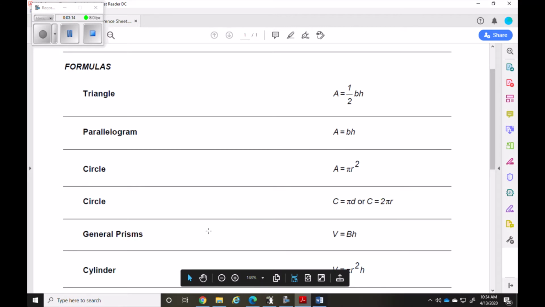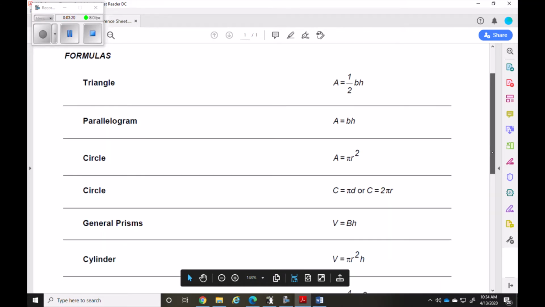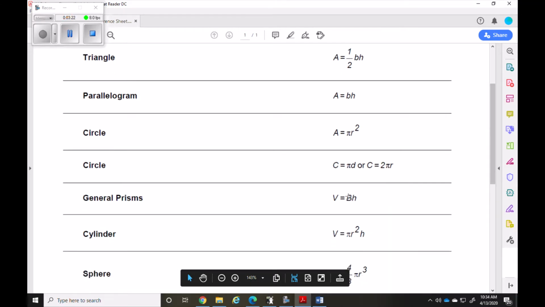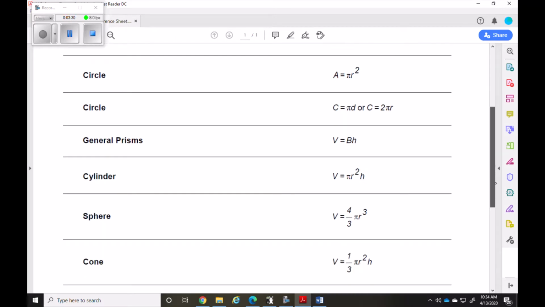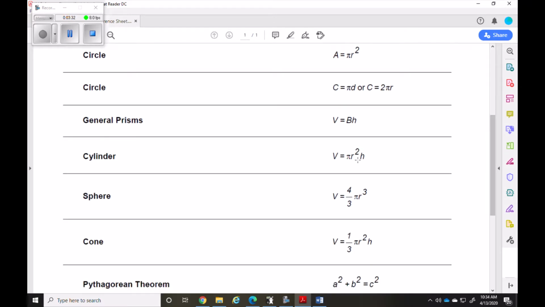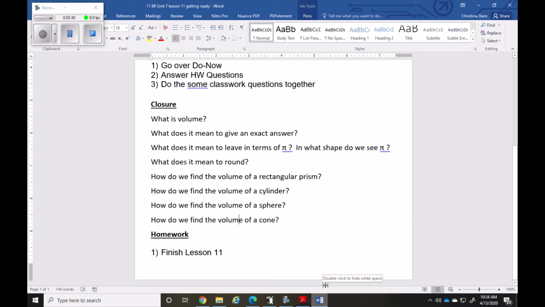So remember, you could always turn back to this page. And general prisms is that capital B times H, and we change that capital B to the area of the base. So with a rectangular prism, it's length times width, and then times the height. But we have the cylinder formula exactly given to us, and the sphere formula and the cone formula. It's all given to us on this sheet, so make sure you always refer back to it. And like I said, your homework is to finish the entire lesson.